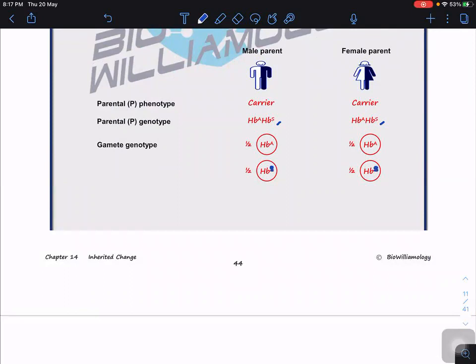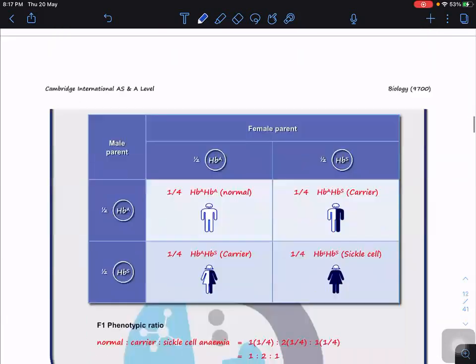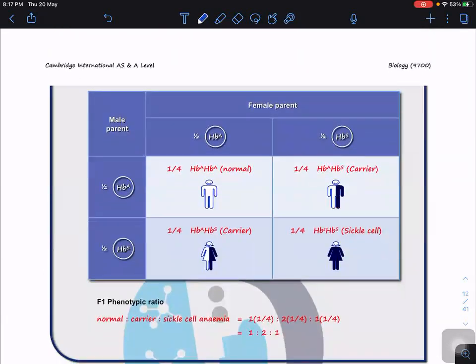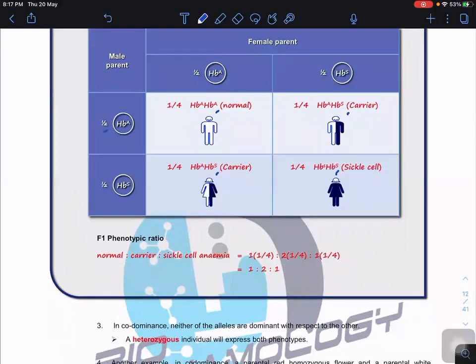So half of the chance of the gametes will have HBA, half of the chance will have HBS. So when you cross both of them together, you get HBA HBA, HBA HBS as a carrier, HBA HBS as a carrier, HBS HBS as the one having sickle cell, or sickle cell anemia in this case. Are you clear? Okay, so probability, you just need to multiply 1/2 by 1/2, get 1/4.